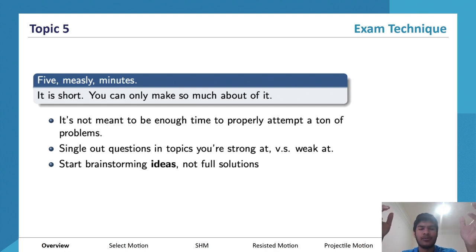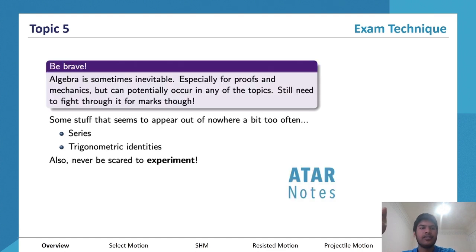Sometimes people suggest doing multiple choice. I wouldn't recommend that. I would really recommend going towards the end, where you've got some of the harder questions, trying to come up with a pathway to do them, because that's probably what's going to take you more time than the multiple choice. Okay. Sometimes algebra is inevitable, especially for proofs or mechanics, but can potentially occur in any of the topics, integration, for example. You still need to fight through it for the marks, though.